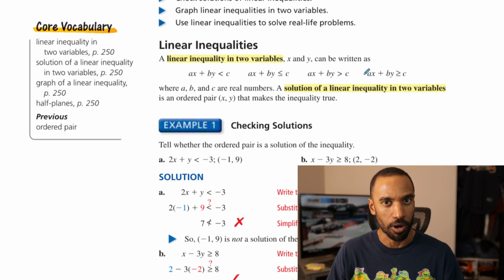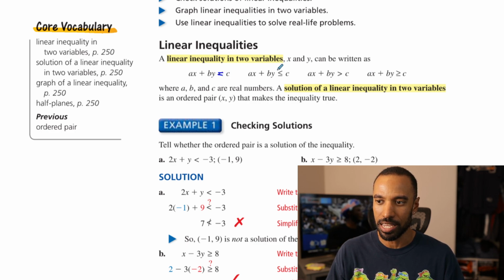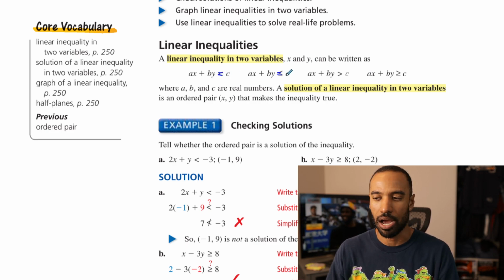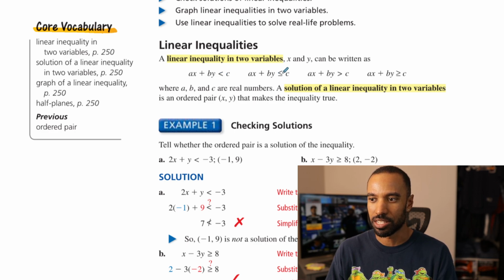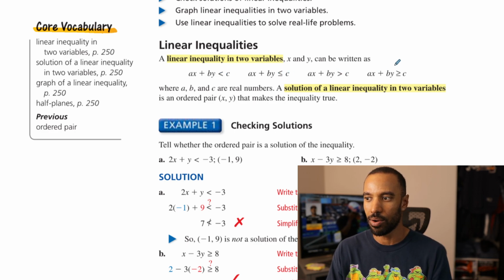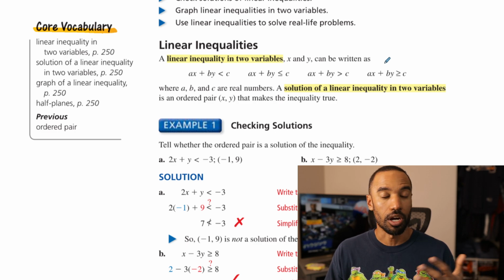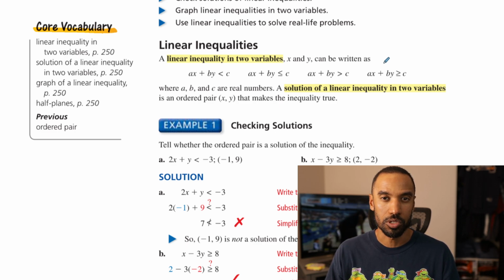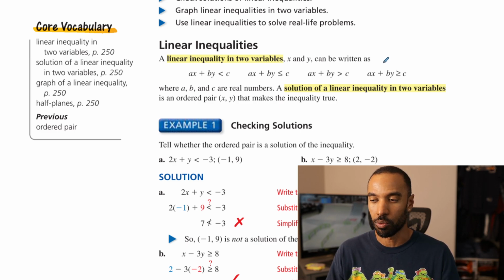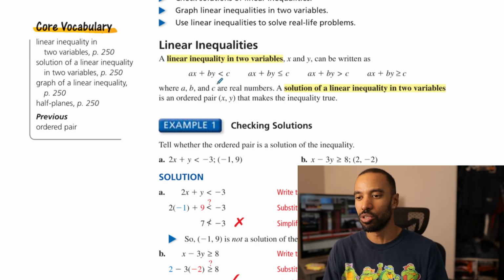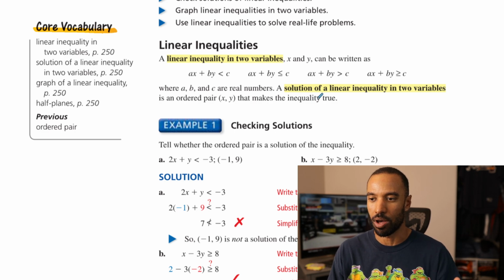They look like standard form, right? Ax plus By equals C, you know, like that. Only now we have different kinds of inequalities. Less than C, less than or equal to C. Greater than C, greater than or equal to C. You could also rewrite them in slope-intercept form if you so choose, and we'll talk about that, or the book will talk about that, I'm sure, at some point. A, B, and C are real numbers, and a solution is an ordered pair that makes the inequality true.